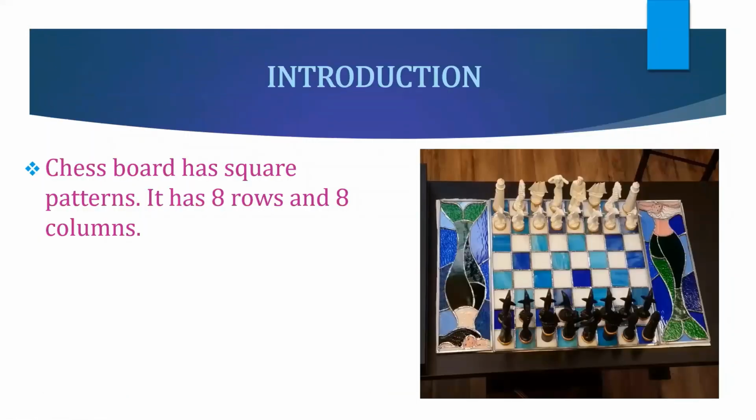Introduction of the concept, square and square roots. Students, you must have played chess, or at least you must have seen a chessboard. You have observed that chessboard has square patterns and there are 8 rows and 8 columns in a chessboard. So total number of squares, if we want to count of equal size, then it will be 8 into 8, that is 64 squares.